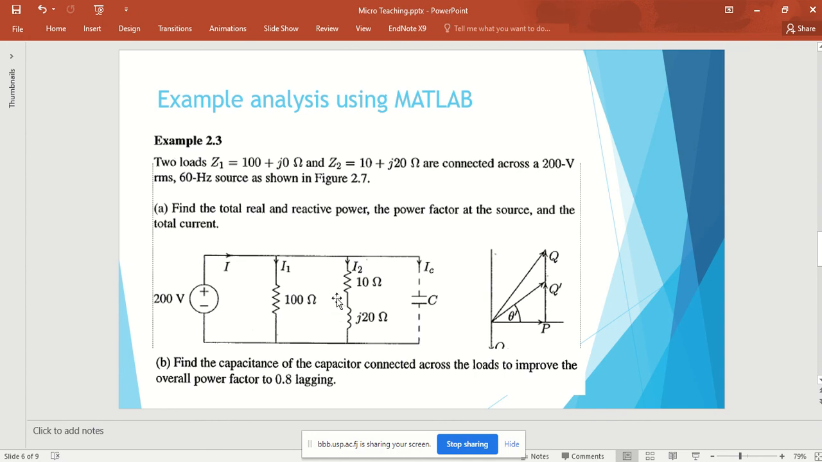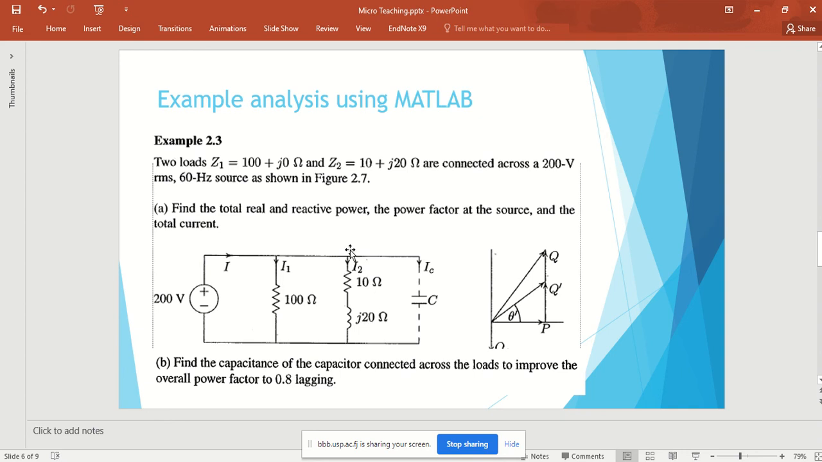You can't see. Yeah, this please. Okay, is everyone following? Dhiren, what is your problem? Dhiren, you can't see the values. Oh, it's 10 ohms plus J20 ohms. Maybe you need to maximize your screen in order to see clearly.